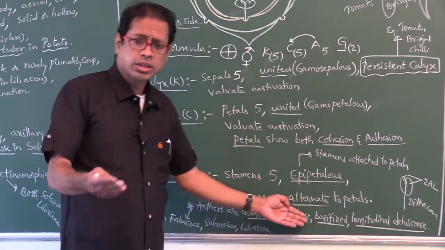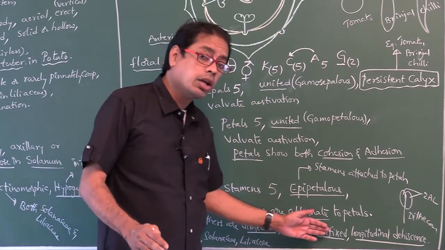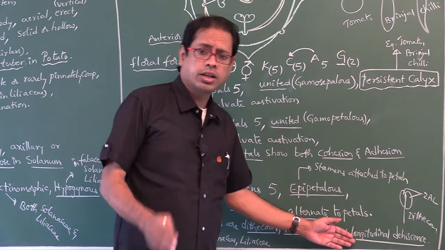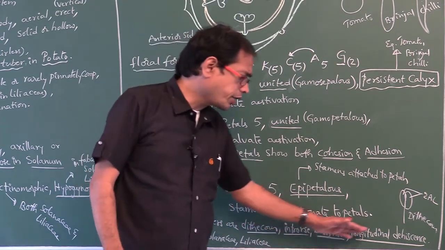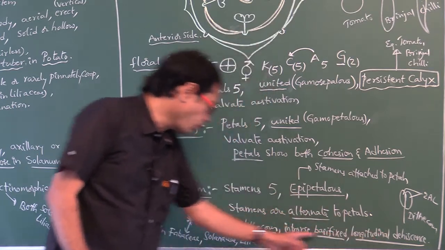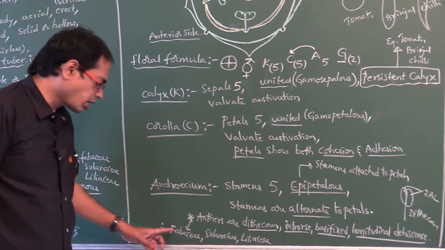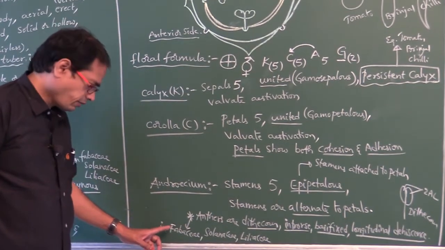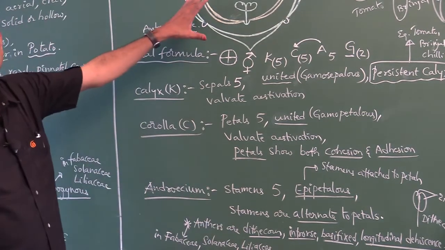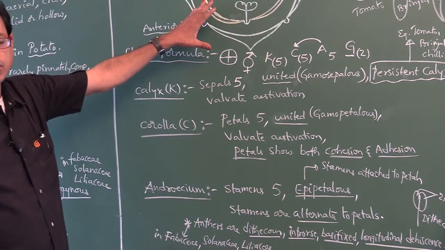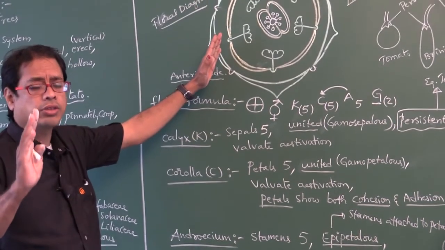Basifixed: the filament is attached to the base of the anther. If the dehiscence occurs longitudinally, it is called longitudinal dehiscence. These 4 points are found in Fabaceae, Solanaceae, Liliaceae. 5 stamens present, dithecous, so total number of anther lobes is 5 into 2, 10 anther lobes.